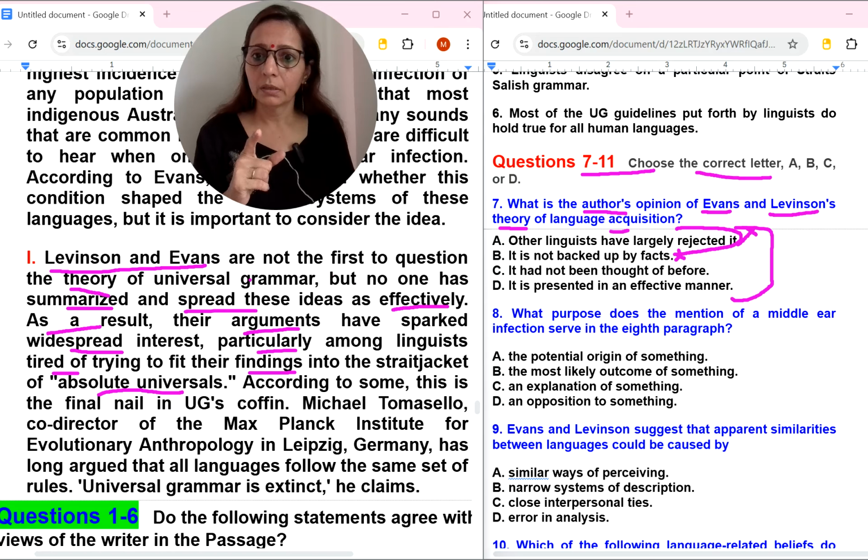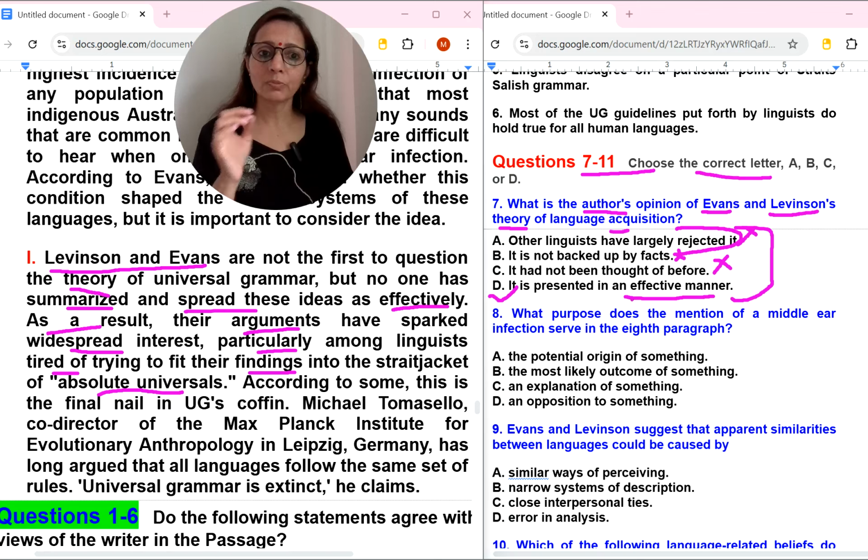In fact, they are talking about how they summarized and spread these ideas effectively. It had not been thought of before. This is also not right. This also does not make sense. It is presented in an effective manner. So the word effectively is given. So definitely I will select this D number.